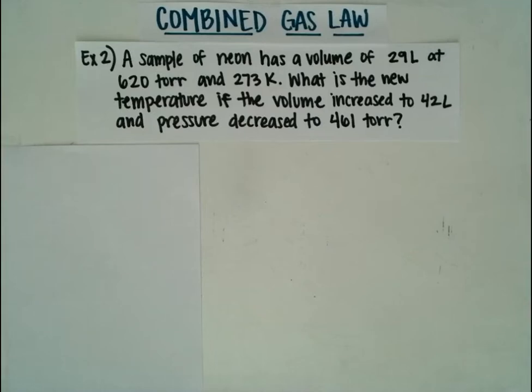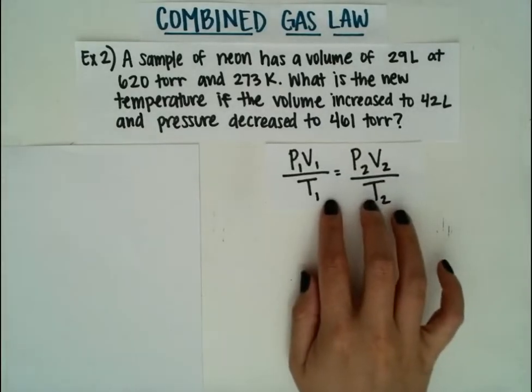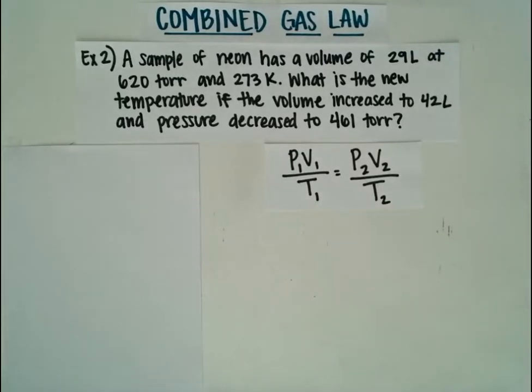This is another example of the combined gas law. So remember, for our formula, we are going to use P1 times V1 over T1 equals P2 times V2 over T2. So this question says, a sample of neon has a volume of 29 liters at 620 torr and 273 Kelvin. What is the new temperature if the volume increased to 42 liters and the pressure decreased to 461 torr?